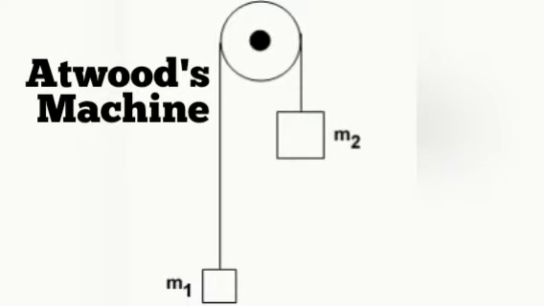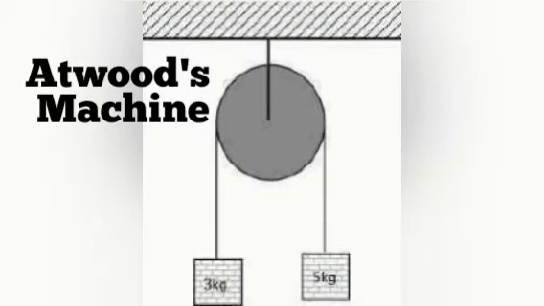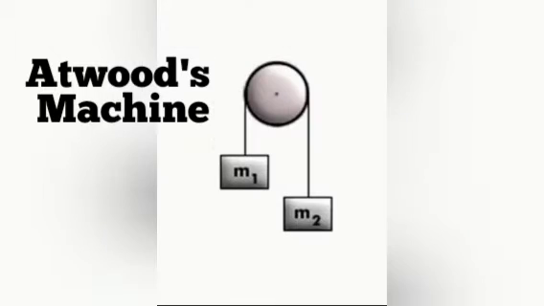The Atwood machine, or Atwood's machine, was invented in 1784 by the English mathematician George Atwood as a laboratory experiment to verify the mechanical laws of motion with constant acceleration. Atwood's machine is a common classroom demonstration used to illustrate principles of classical mechanics.